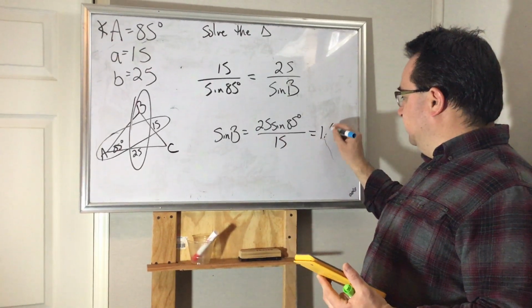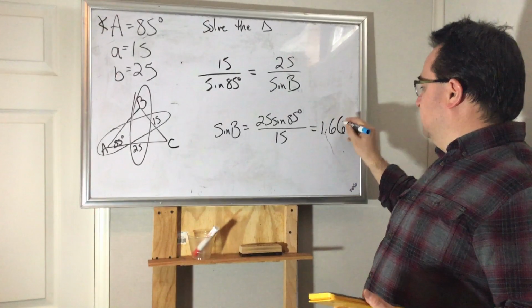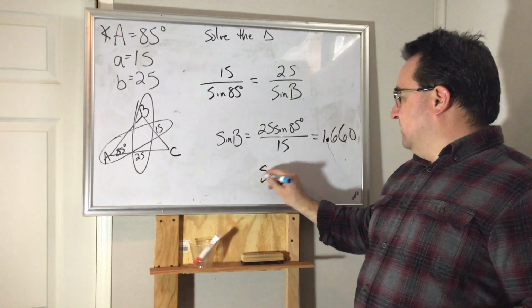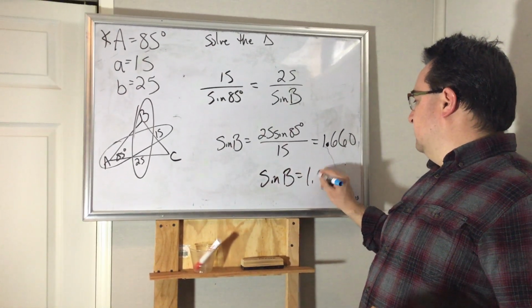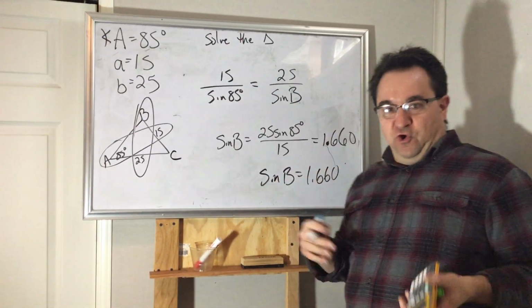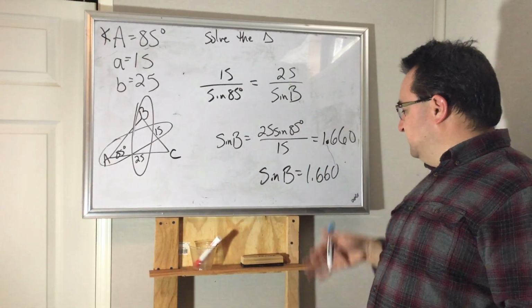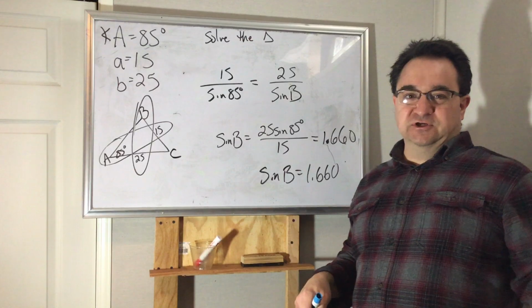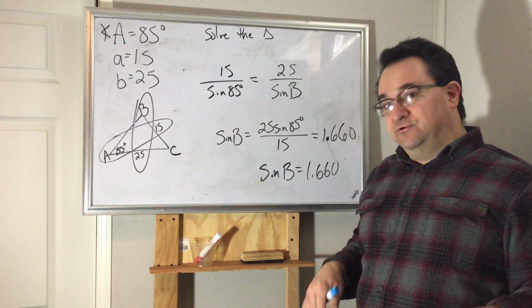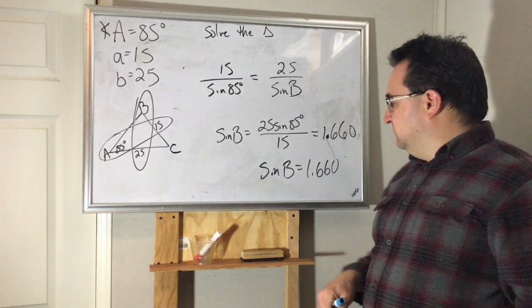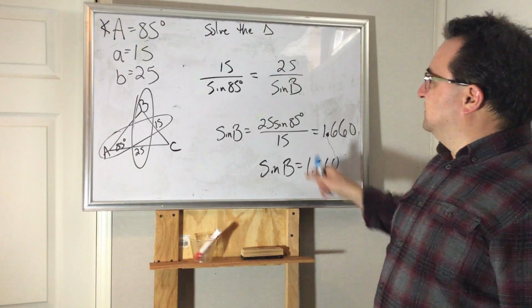And I get 1.660. See, that's a problem. If sine is over 1 or under -1, that is impossible. If you punch it in your calculator, it's going to error on you. You don't got to memorize it. It'll error on you. But this is a no solution scenario.